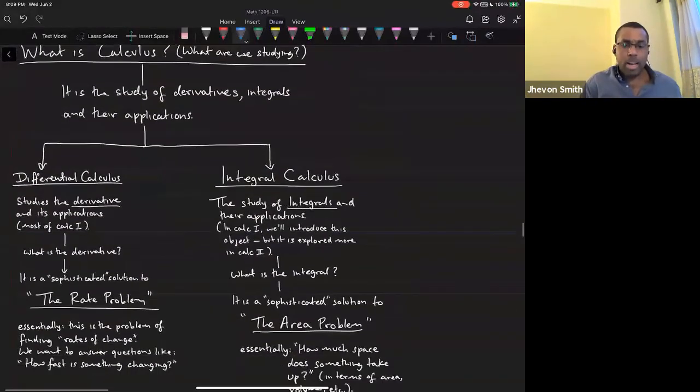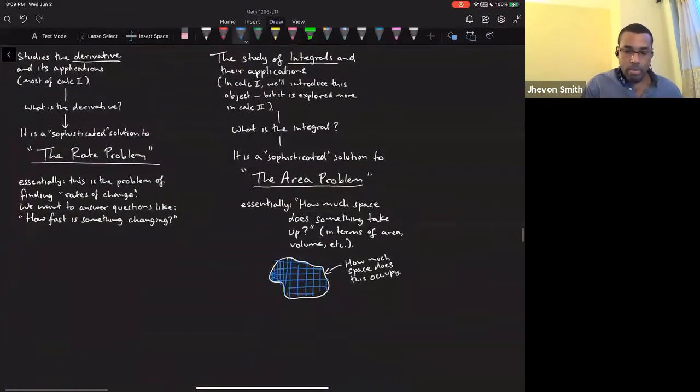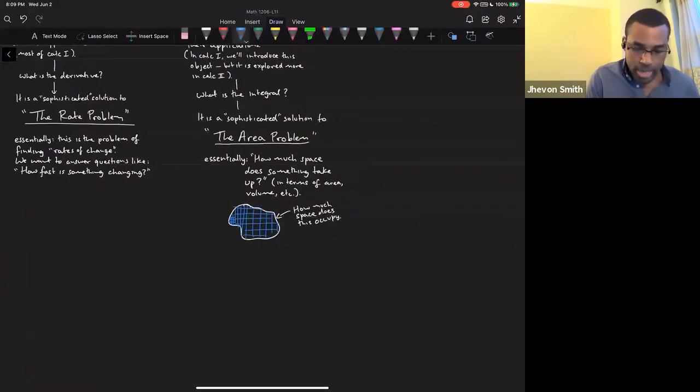So calculus is about that, the study of derivatives and integrals and their applications. The derivative is really a way of us figuring out how fast things change. The integral is a way of us figuring out how much space something takes up. So calculus is really the study of those two things. Can we figure out how fast something's moving and how much space something else would take up? Now, it turns out that these two problems are actually connected.